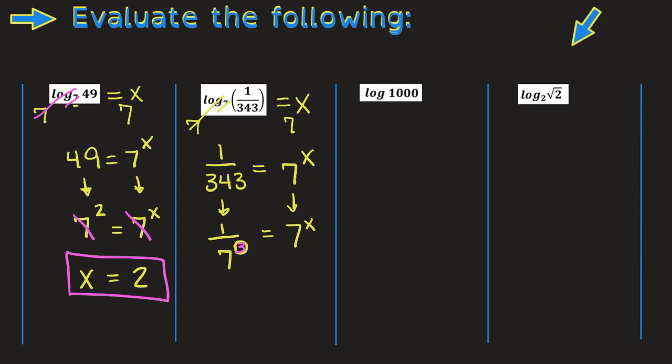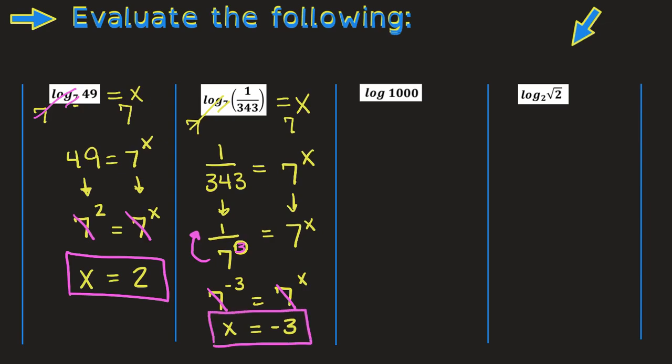Now we don't want to leave it as a fraction, so we need to make sure that we move this 7 to the 3rd power up to the numerator like we talked earlier about how to do. So that will give us 7 to the negative 3rd power equals 7 to the x. Go ahead and get rid of our bases because they're matching. And our final answer would be x equals negative 3.